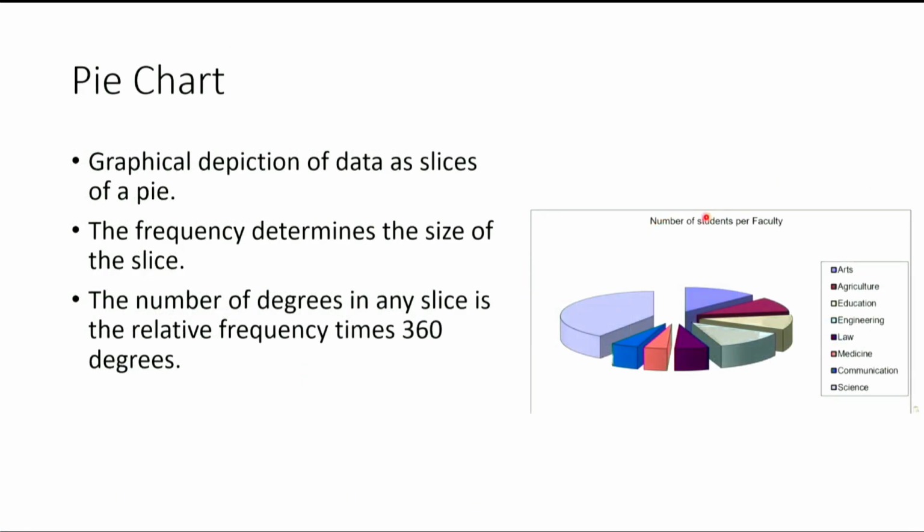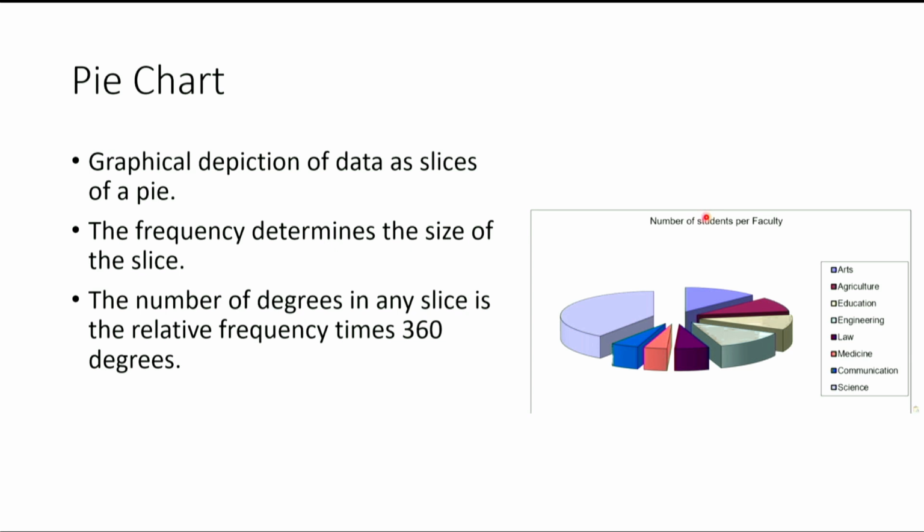The next one is the pie chart. The pie chart is for ungrouped or discrete data. So this one, it is its own area over 360.